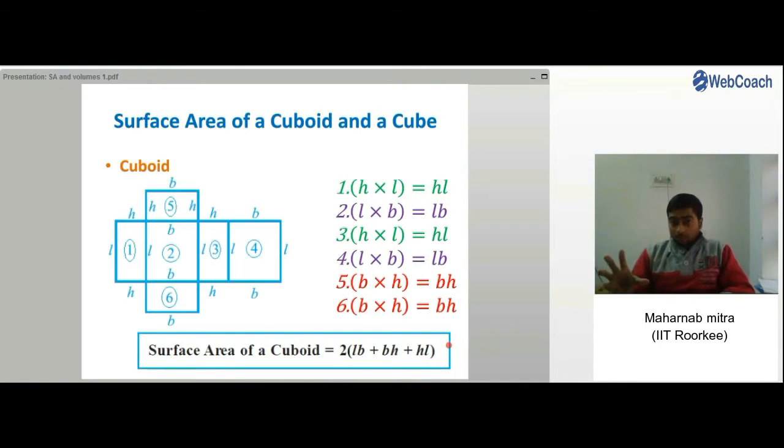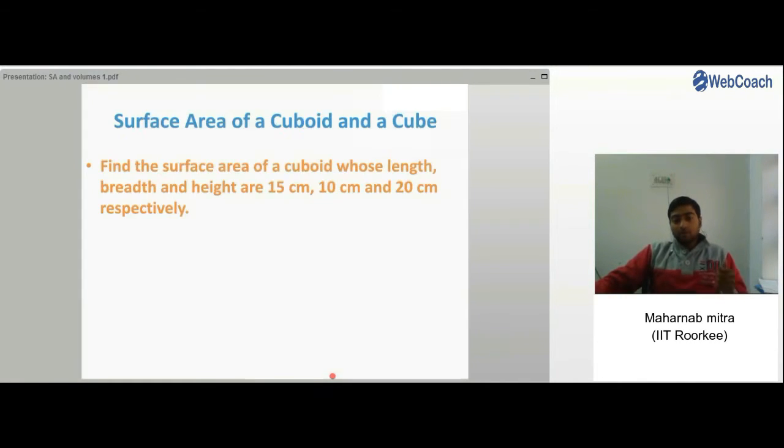You multiply two terms at a time and add them all up, so you get this term, and then you multiply it with 2 to get the total surface area of a cuboid. And it is as simple as that. So remember the formula for a cuboid. It is length into breadth plus breadth into height plus height into length, and you know how it has come, right? So let us use this to solve a very simple question.